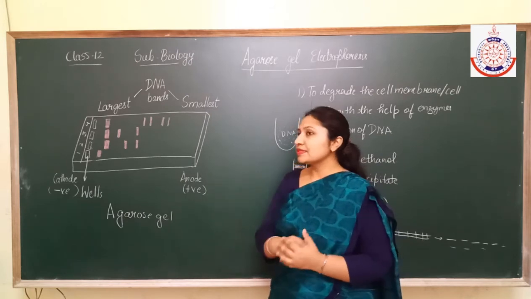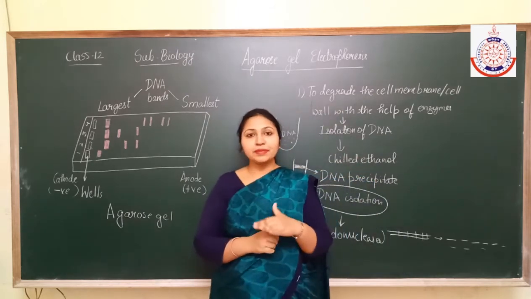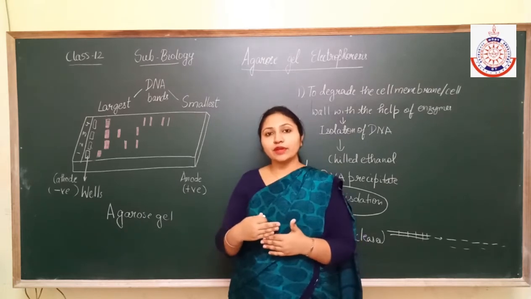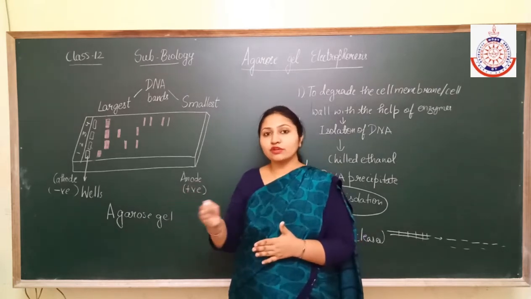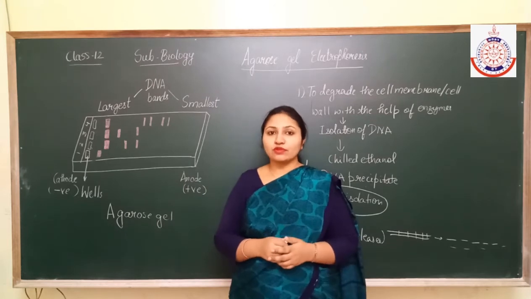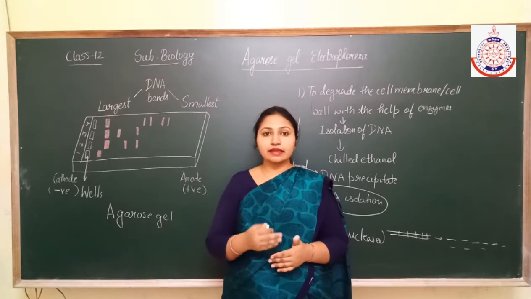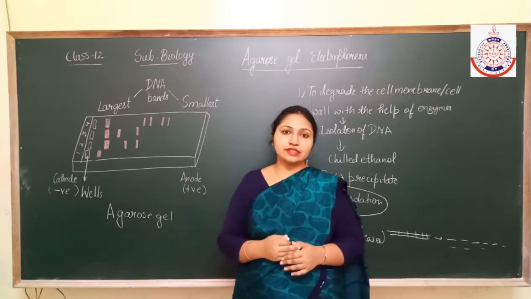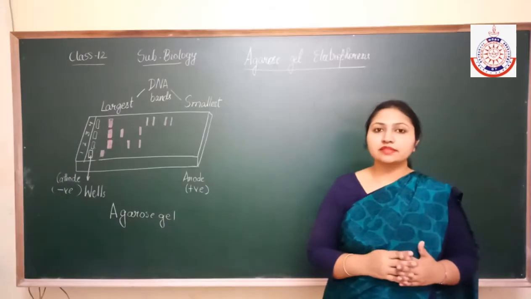Now the next step: the DNA fragments are embedded in the agarose gel, and we have to isolate them from the gel. So what is the process for that? The first process is staining with ethidium bromide, and after that the second is the elution process. So let's discuss in detail. Now the next step is staining.